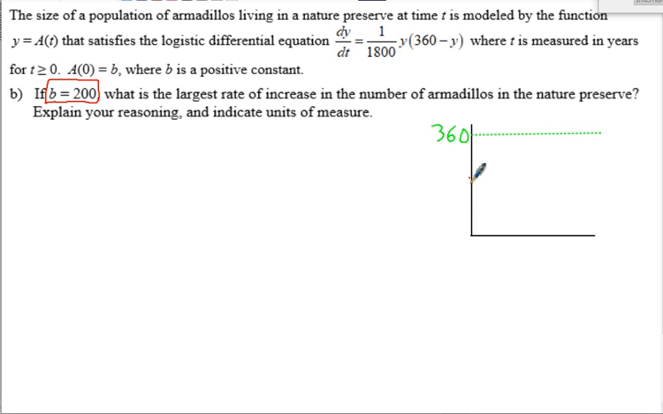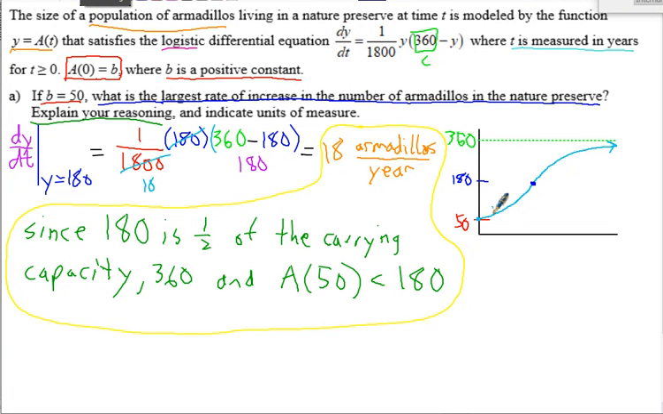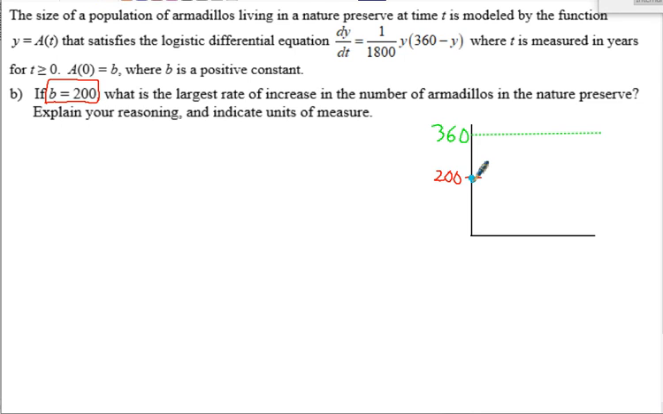But the 200 here, our initial amount, since it's above the place where it would usually switch from concave up to concave down, where usually it would be the steepest, since it's above 180, we're not even going to see this concave up part because it's starting up here. So it's just going to be concave down the whole way because it's more than half the carrying capacity. So it's just going to be like that.